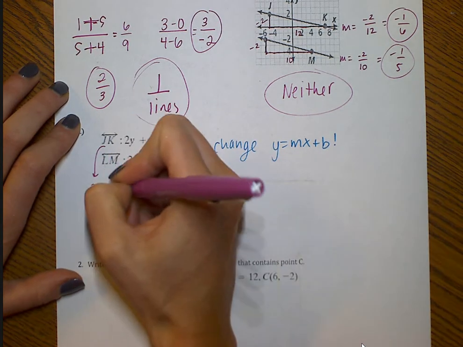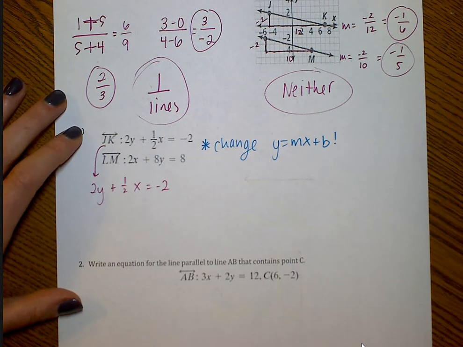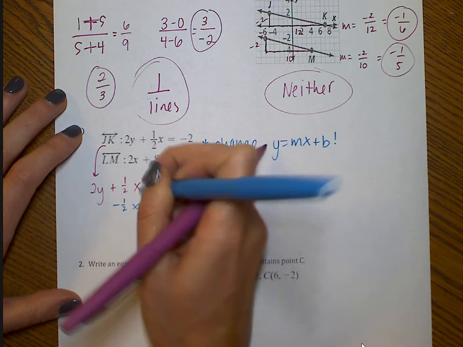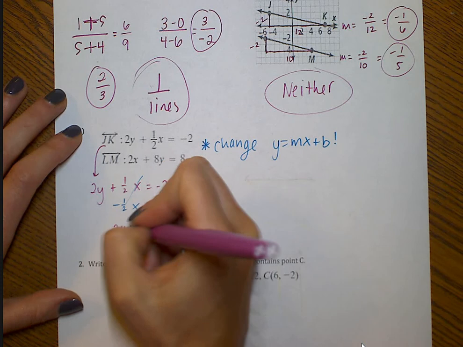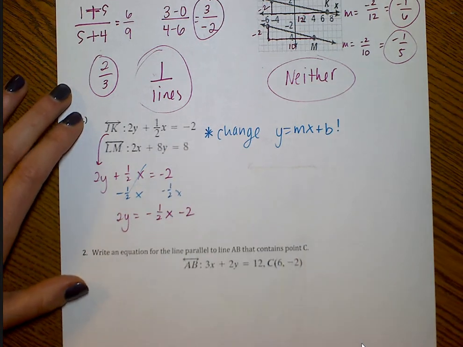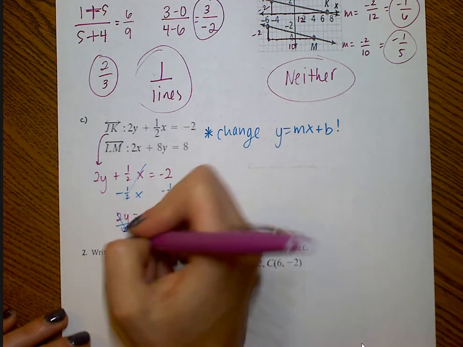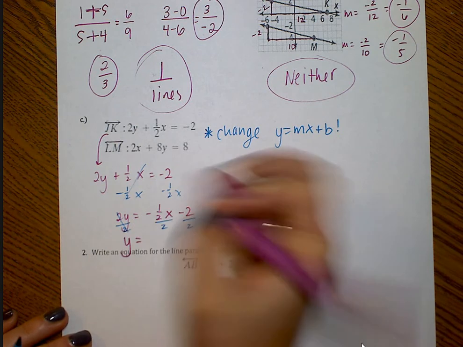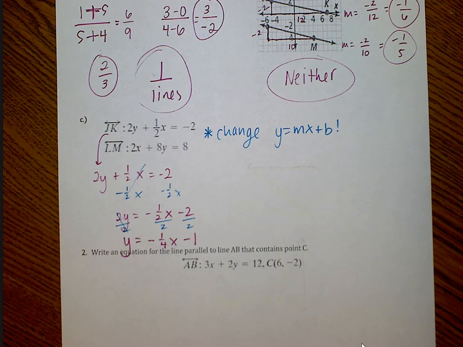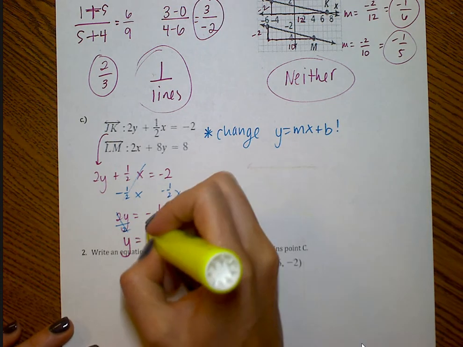So for JK, I'm just going to copy it there. I need to get y by itself. So I'm going to subtract 1/2 x over. And that gives me 2y equals negative 1/2 x minus 2. And then I'm going to divide by 2. And so I have the equation y equals negative 1/4 x minus 1. Okay, the slope is what sits in front of the x. So on this first line, JK, the slope is negative 1/4.